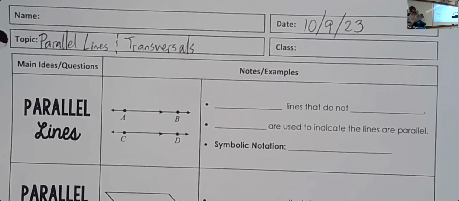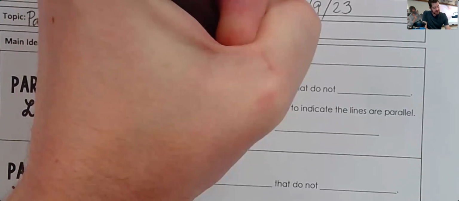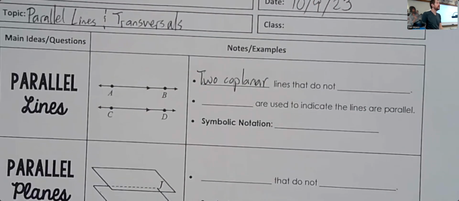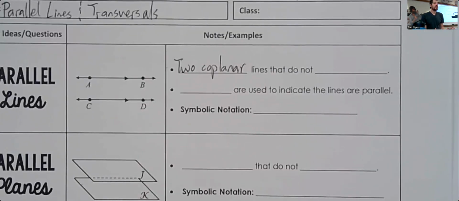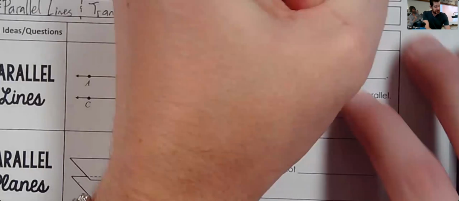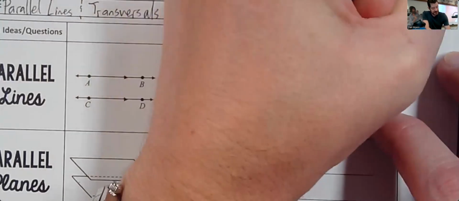So here we go. Parallel lines are two coplanar lines. So there's two words here: two coplanar. What does coplanar mean? Coplanar means the same plane. Two lines that are on the same plane, that do not what? Parallel lines never what? They never intersect. Good. So two coplanar lines that never intersect.